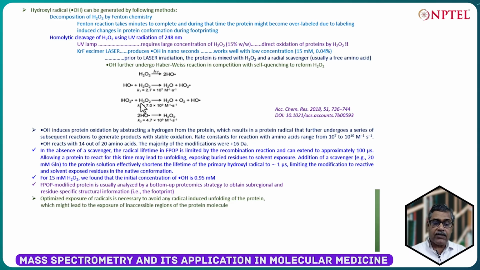So, adding a scavenger is very important, which will kill the radicals, so that we don't have unwanted reactions happening. Addition of a scavenger, 20 millimolar glutamine, to the protein solution effectively shortens the lifetime of the primary hydroxyl radical from 100 microseconds to 1 microsecond, limiting the modification to reactive and solvent-exposed residues in the native conformation.